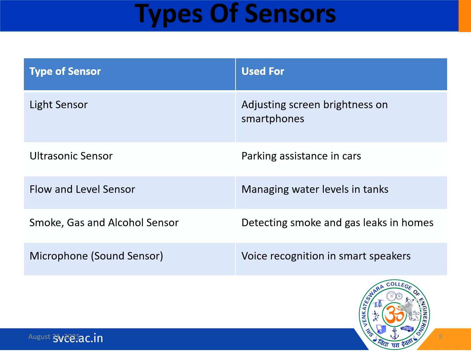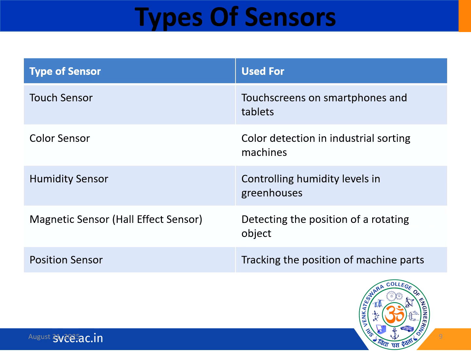A microphone is nothing but a sound sensor. It can be used for voice recognition and smart speakers. So these are the different types. Other than this we have touch sensors, color sensors, humidity sensors, magnetic sensors. Magnetic sensors are otherwise called Hall effect sensors. It is used to detect the position of a rotating object.